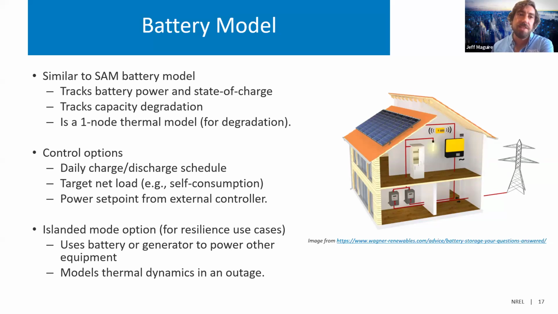So a HEM system like 4C could be sending power set points directly to the battery. We can also do islanded mode operation for resilience use cases using either a battery, or we do have a generator model as well. And looking at that powering any other equipment that we think is critical and ought to be powered during an outage. So that can potentially include powering HVAC, but we will model the thermal dynamics in the house. And so if HVAC isn't available, we'll know how hot or cold that house gets during the outage. So we can kind of predict what the impacts of that might be on either the occupants or the potential for property damage, such as pipes freezing during a long winter outage.